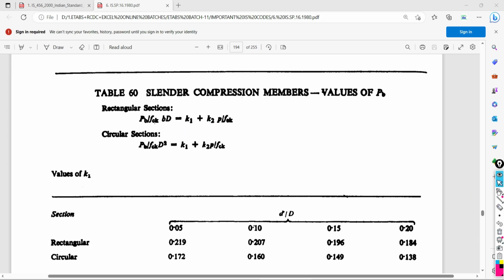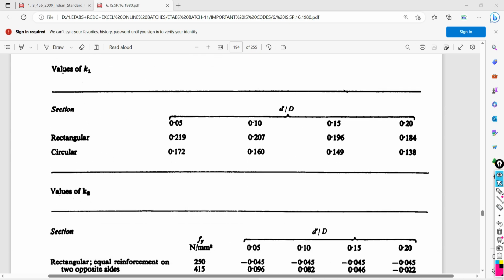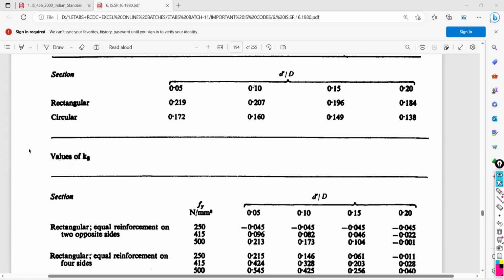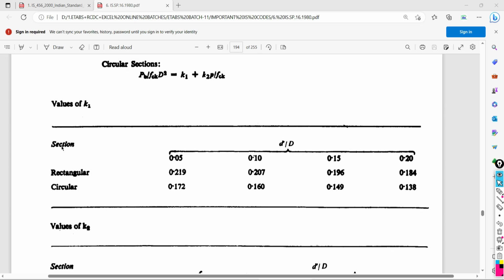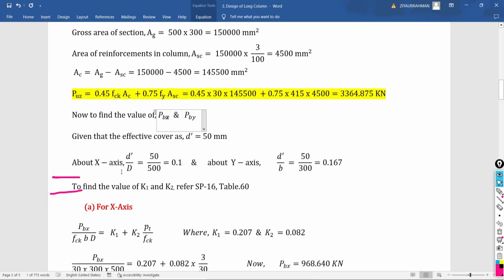So how will you get the values of k1 and k2? Two tables are given here: the first table for the values of k1, and table 2 for the values of k2. What type of geometry is your column section, rectangular or circular? Our proposed column section is rectangular, B into D or D into B. Now here you have to calculate the d dash by D value. We have already calculated this value as d dash by D about the x-axis, and we got the value of this ratio as 0.1.